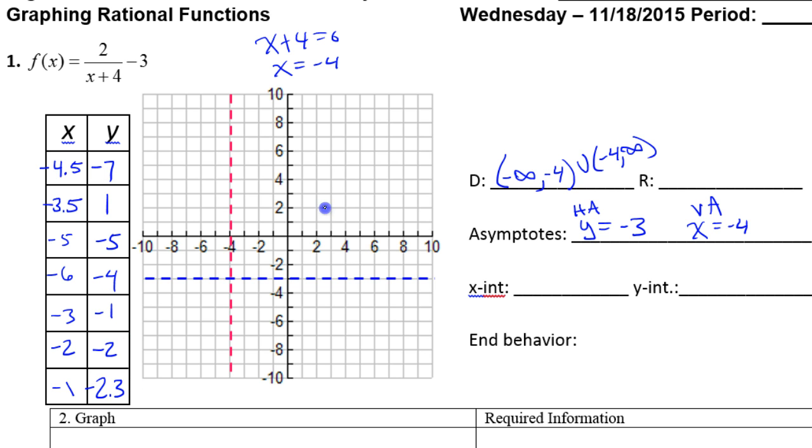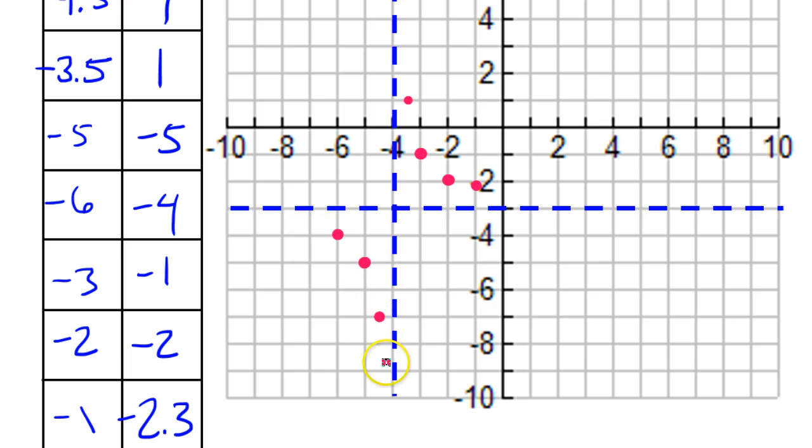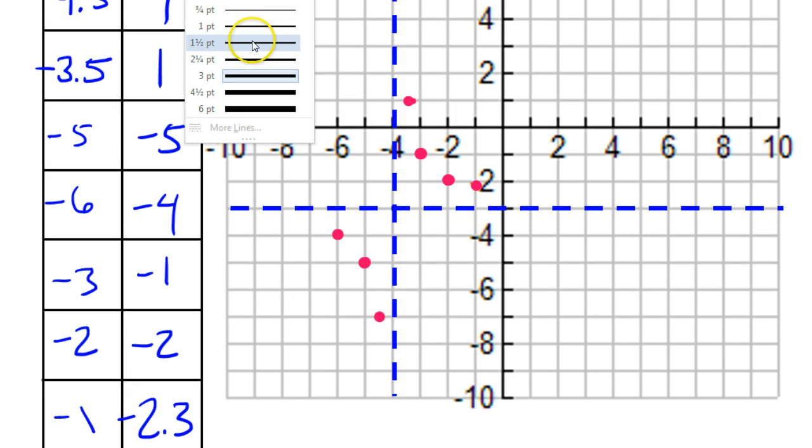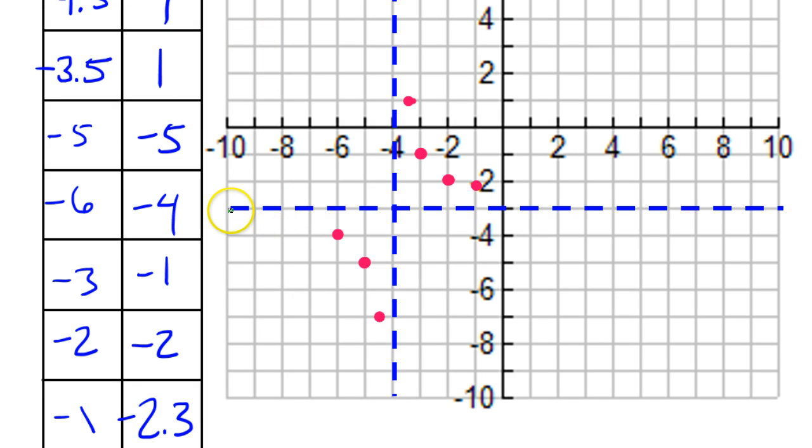Okay, so I'm going to graph all these points on this grid. Alright, so here's what it looks like when I've plotted my 7 points. Alright, so these points show me where the branches are going to go. So I can go ahead and draw my curve now as best I can. Alright, so it's going to approach the asymptotes on either end, but in the meantime it's going to go through these points.